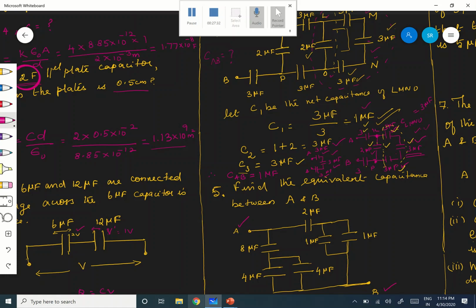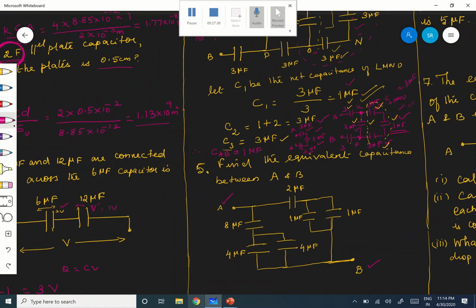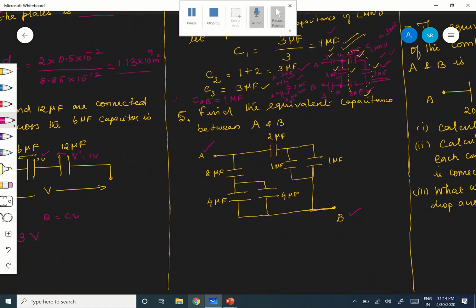Like that, here also you are going to reduce the circuit. How? See, very simple. Here 1 and 1 are in parallel, so it will become 2. Here 4 and 4 are in parallel, that will become 8. Okay, therefore I get this equivalent circuit.